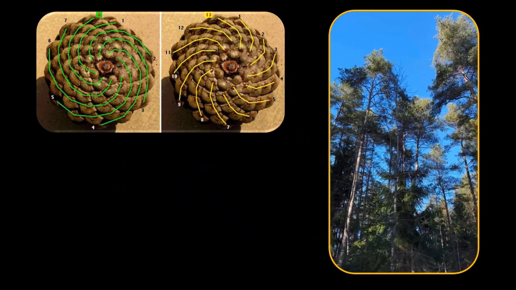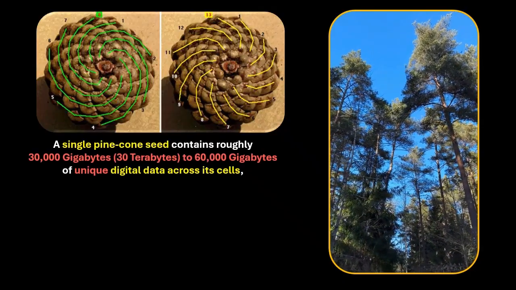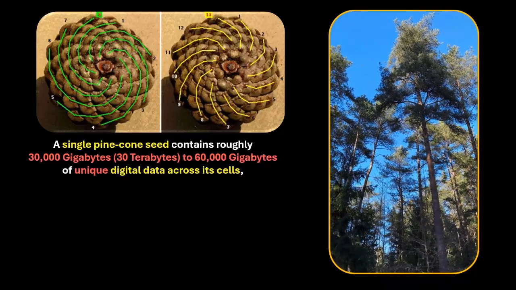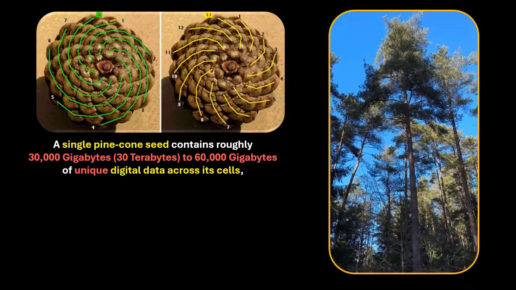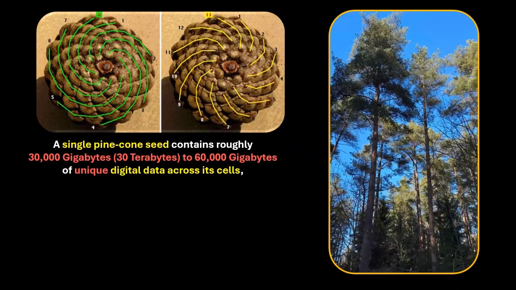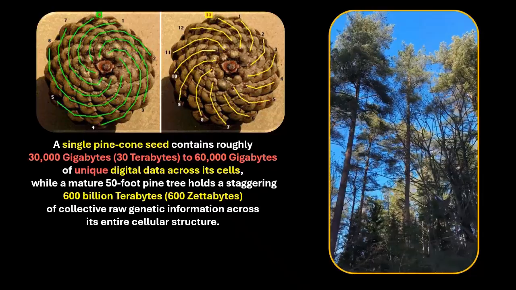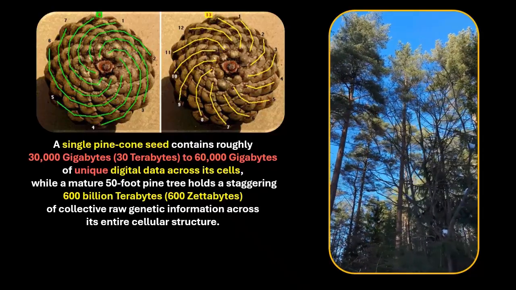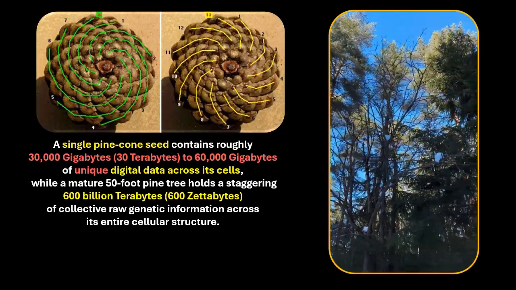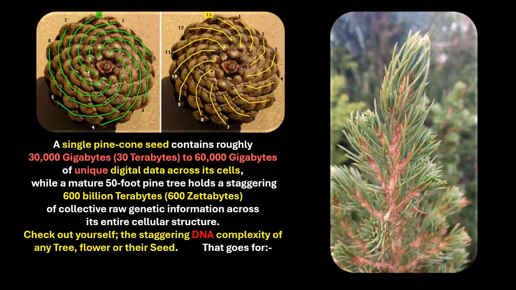So there we've got the pine cone, which is in the Fibonacci sequence. A single pine cone seed contains roughly 30,000 gigabytes, that's 30 terabytes, to 60,000 gigabytes of unique digital data across its cells, while a mature 50-foot pine tree holds a staggering 600 billion terabytes, that's 600 zettabytes, of collective raw genetic information across its entire cellular structure.